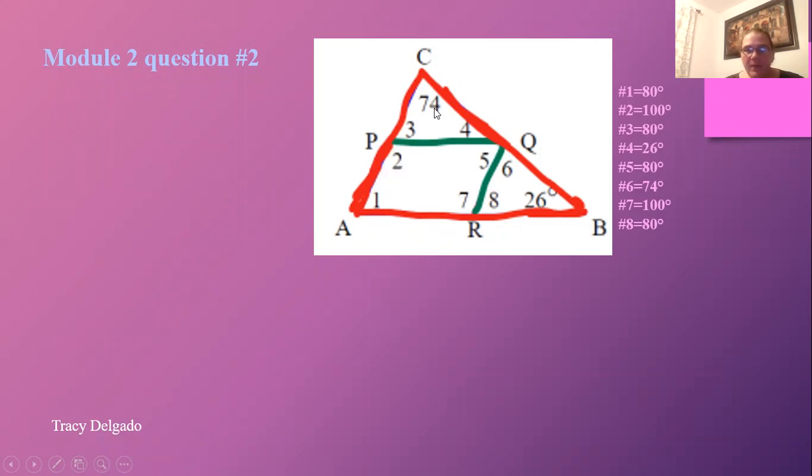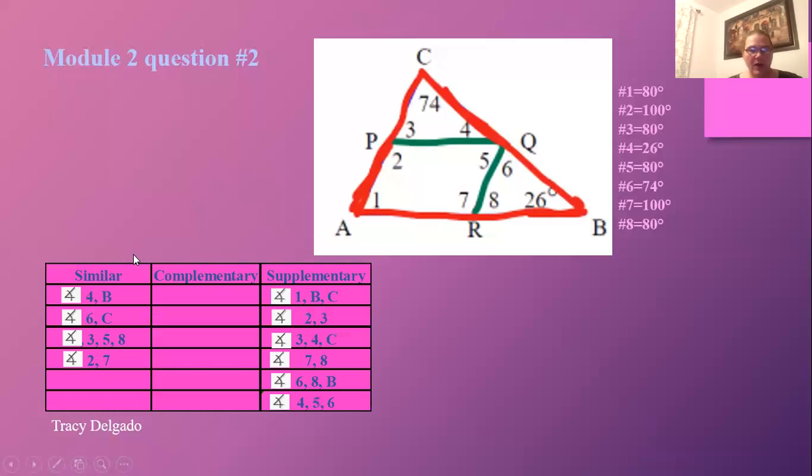In this one, we already have 74 given to us. So angle 3 would be 80. And if we do 80 plus 74 gives us 154. So angle 4 would be 26. Angle 6, we already have 26 degrees right here. So angle 6 would be 74. And if we do 74 plus 26 gives us 100. So 8 will also be 80 degrees.